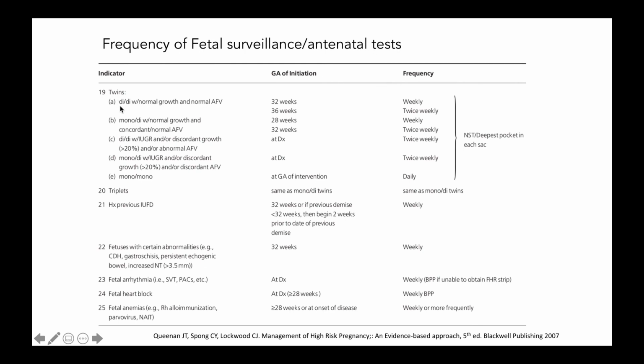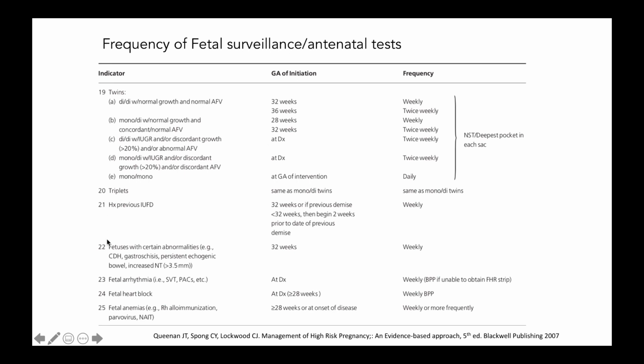For twins with dichorionic diamniotic placentation with normal growth and normal amniotic fluid volume, initiation of fetal surveillance test will be at 32 weeks, and then we can do this weekly. However, at 36 weeks, the frequency will be around twice weekly. For twins with monochorionic diamniotic placentation with normal growth and concordant or normal amniotic fluid volume, initiation will be at 28 weeks, and we can do this weekly. However, starting 32 weeks, the frequency will be twice weekly.